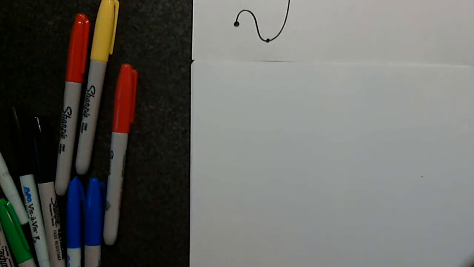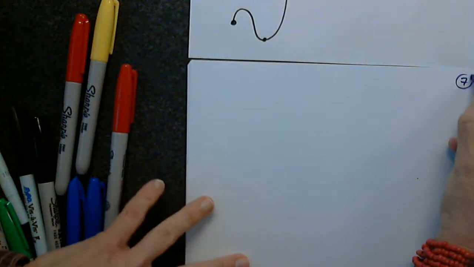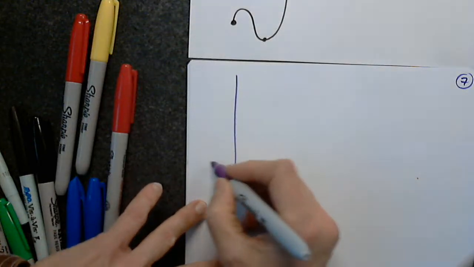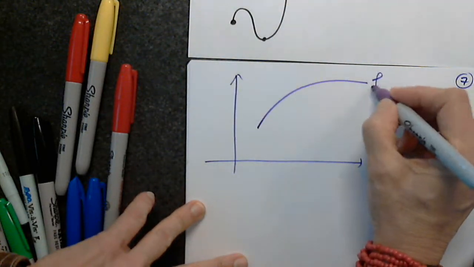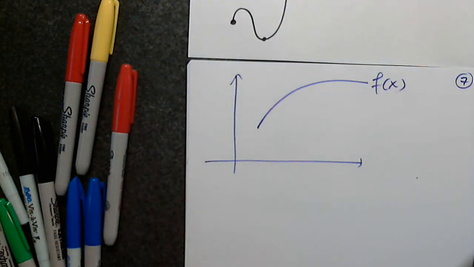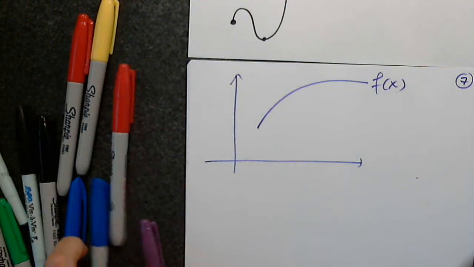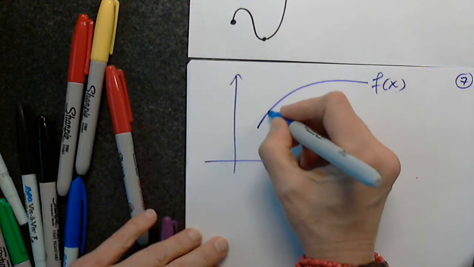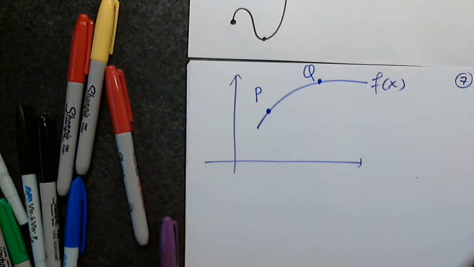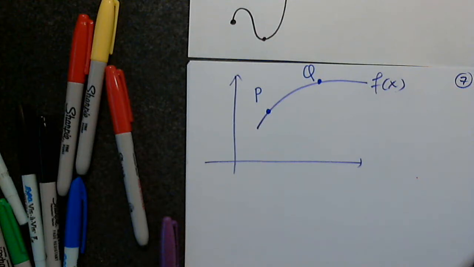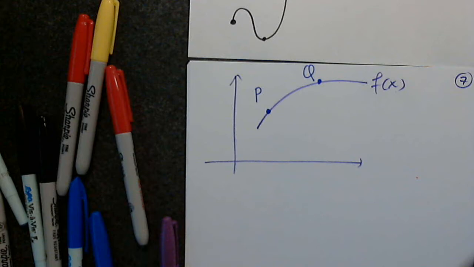This is a little bit of a refresher of the next section. So let's suppose I have a function. This is the function f of x. And I'm going to pick 2 points, one denoted by P and the other one denoted by Q. And both are points on the graph of this function.